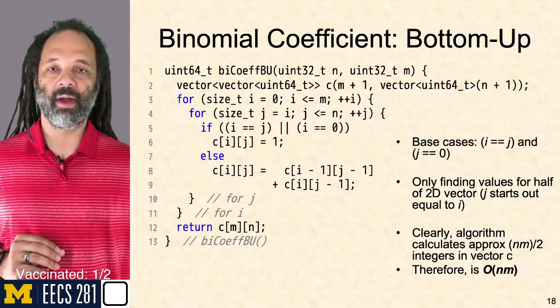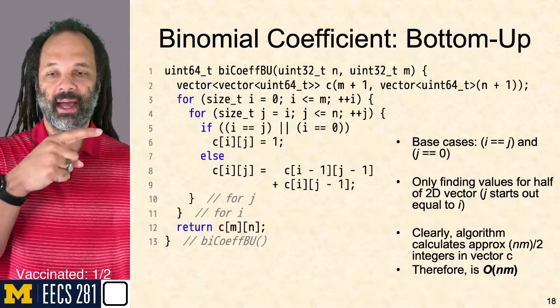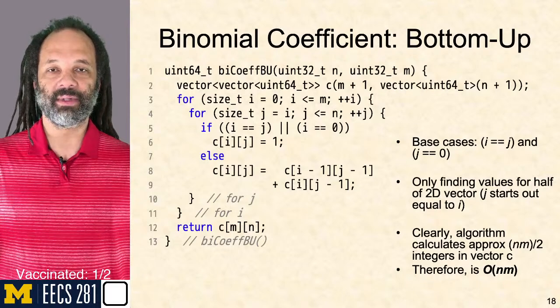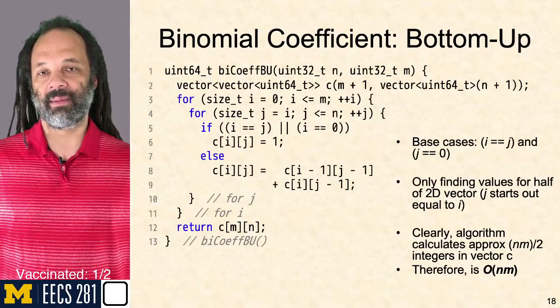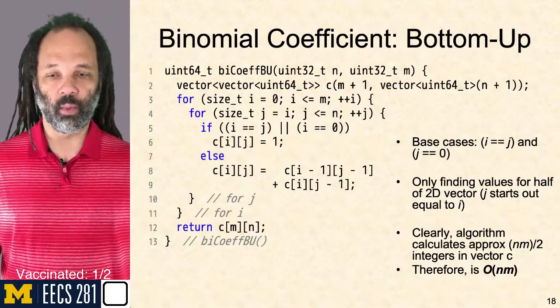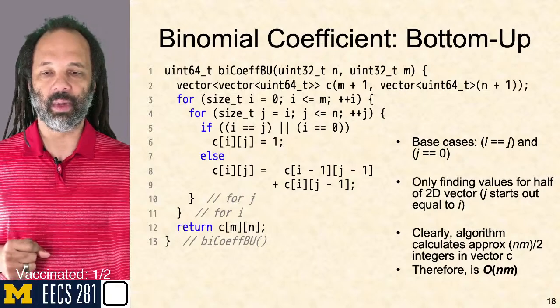You can see the other elements that we are used to. I've got my base case there in line 5. If i is equal to j or i is equal to 0, if I'm choosing all the items or if I'm choosing none of the items, there's only one way to do it. It's 1. That's setting c at i, j equal to 1.